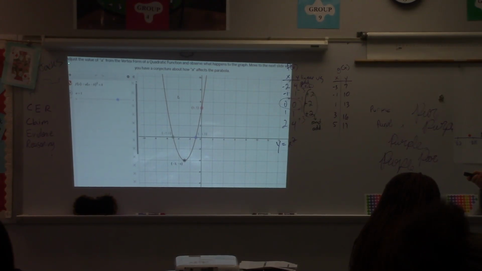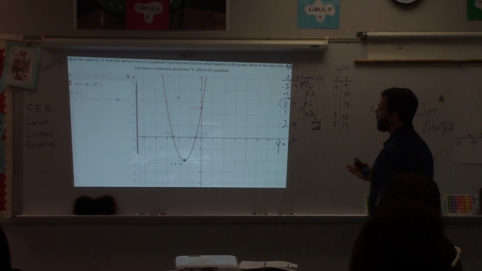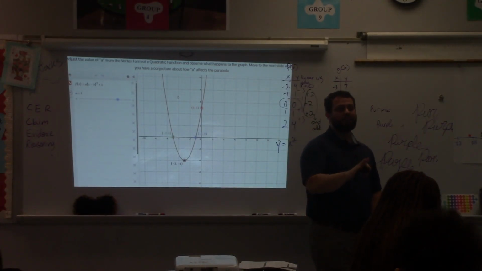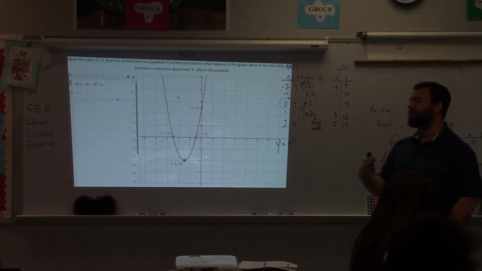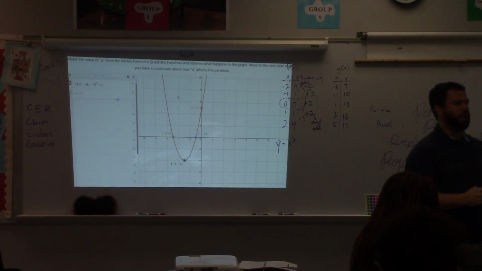Okay? So what are you doing on slide 2? You're going to adjust the value from the vertex form of the quadratic equation function and observe what happens to the graph. Okay, so the question is essentially, how does A affect the graph? Now, it says affects the parabola. So what I want to point out here is, you're going to see a connection to a transformation that you have done. Okay, so let me say that again. You're going to see a connection to a transformation you have done. But what I want you to think about is what feature of the parabola is it changing?